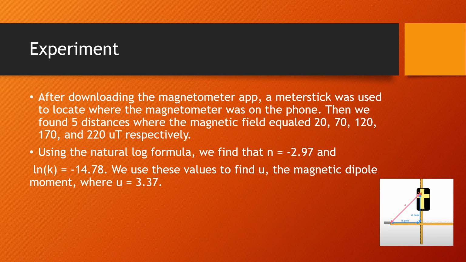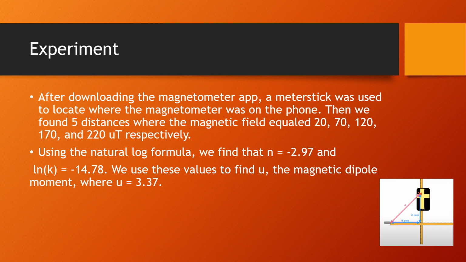Alright, so for the experiment, first we downloaded magnetometer apps to find where on our phone is the magnet. Then a meter stick was used to locate where the magnetometer was on the phone. Then we found 5 distances where the magnetic field equaled 20, 70, 120, 170, and 220 microteslas, respectively.